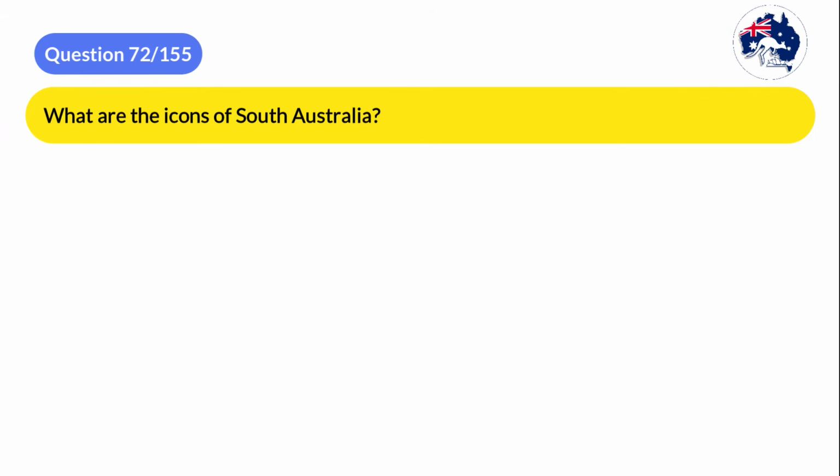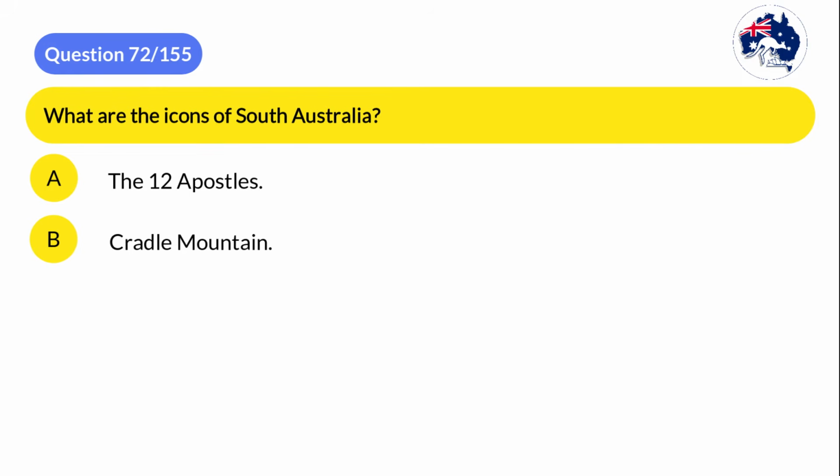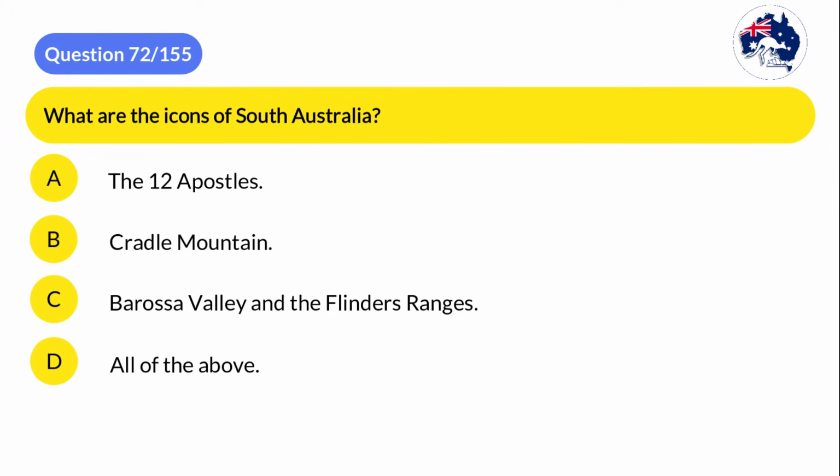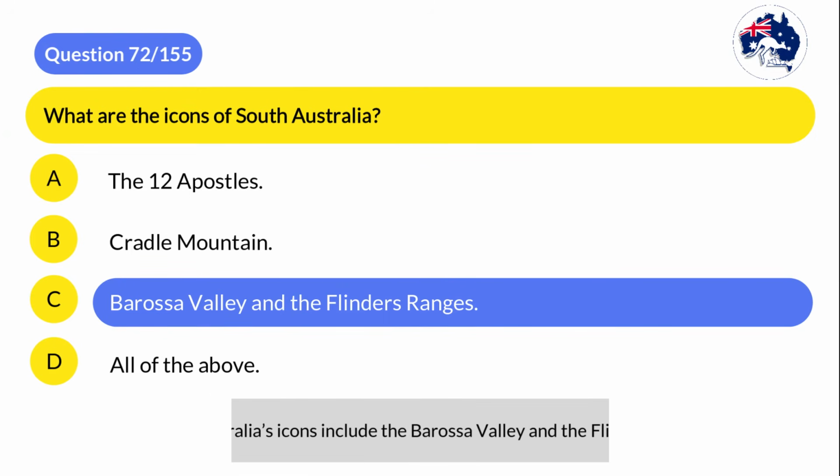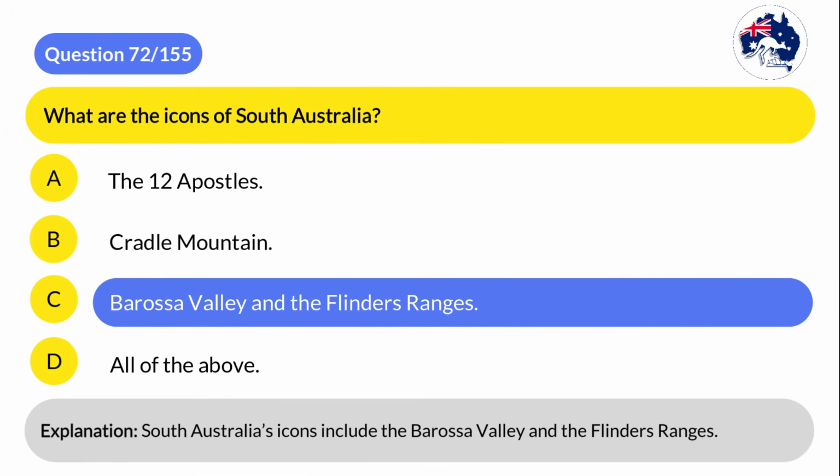Question 72. What are the icons of South Australia? A. The 12 Apostles. B. Cradle Mountain. C. Barossa Valley and the Flinders Ranges. D. All of the above. The correct answer is C. Barossa Valley and the Flinders Ranges. Explanation: South Australia's icons include the Barossa Valley and the Flinders Ranges.